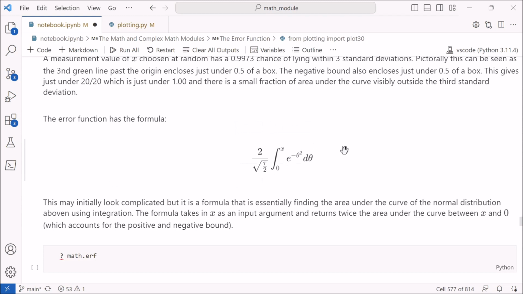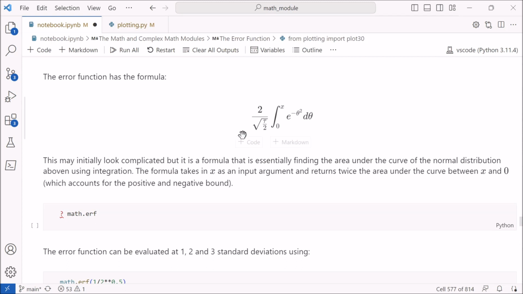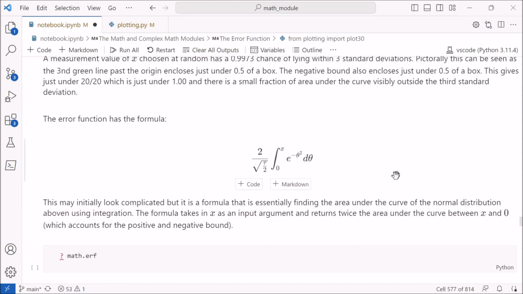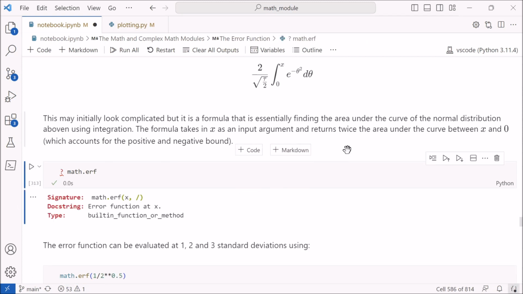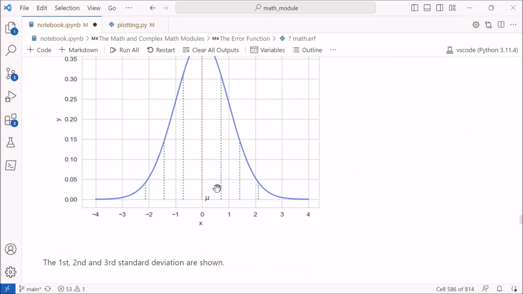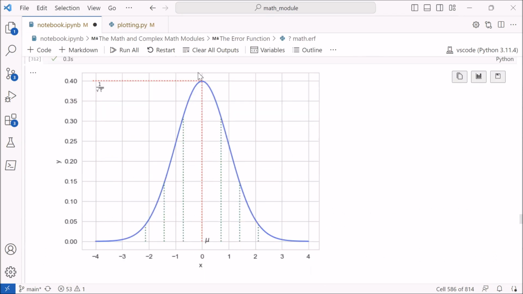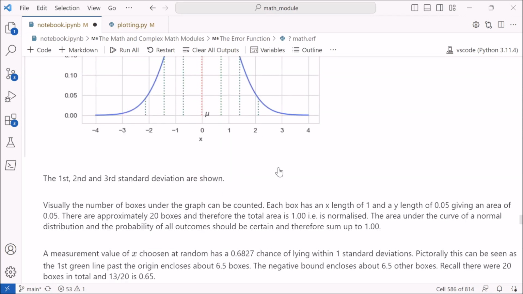So the error function has this formula. Initially it may look quite complicated, but it's a formula that essentially finds the area under the curve of the normal distribution, which is depicted above, using integration. The formula takes in x as an input argument and returns twice the area under the curve between x and 0, and this accounts for the positive and negative bound. If you just consider the positive direction and multiply it by 2, because this is mirrored, you can do that.